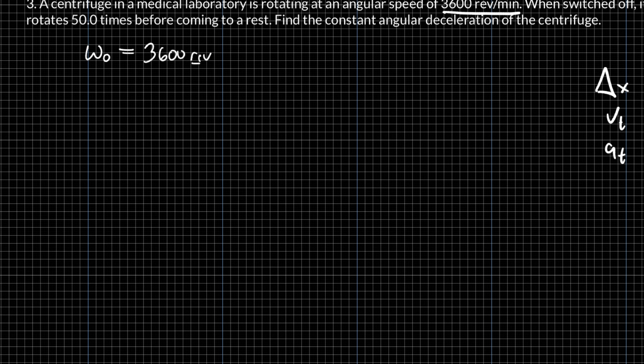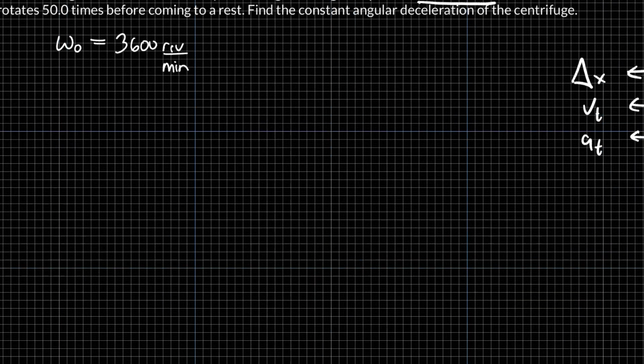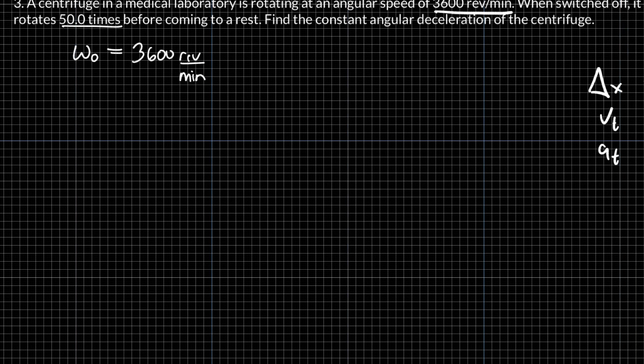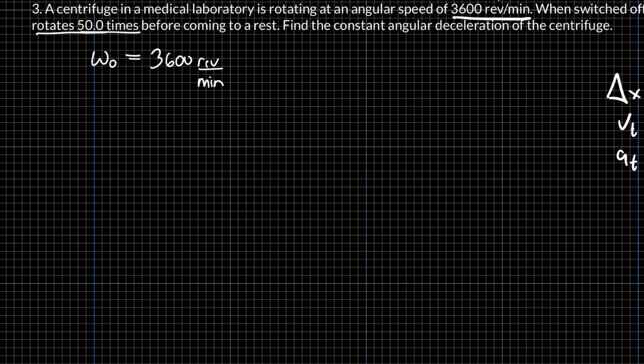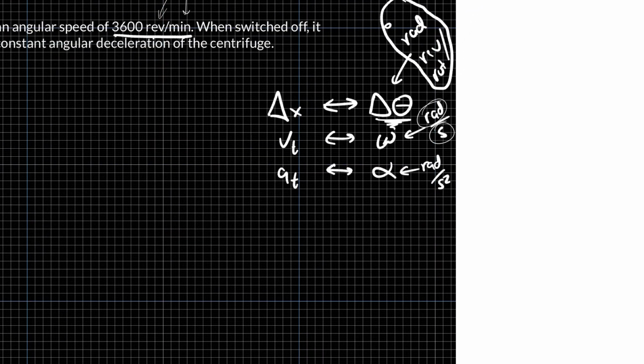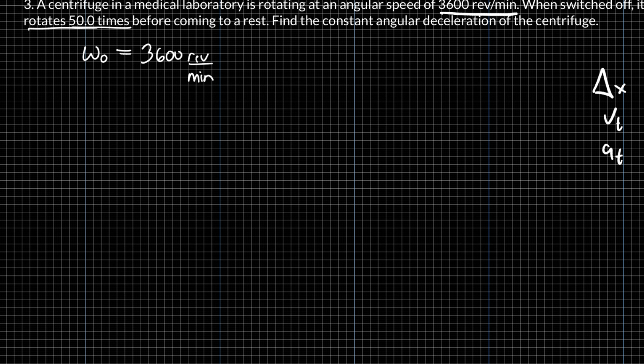3,600 revolutions per minute. Now remember, a revolution and rotation are exactly the same thing. Also remember that we don't particularly like revolutions or rotations. They're going to make our lives a lot more unpleasant, so we're going to have to convert that before we begin. When switched off, it rotates 50 times. That's a really annoying thing because it doesn't really have a unit. However, it kind of does because it says it's 50 rotations. So if we've got rotations, we're dealing with this delta theta right here. So we know that delta theta is 50 rotations.